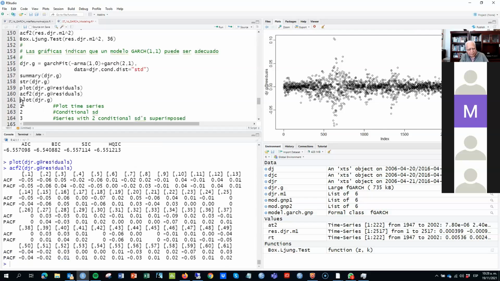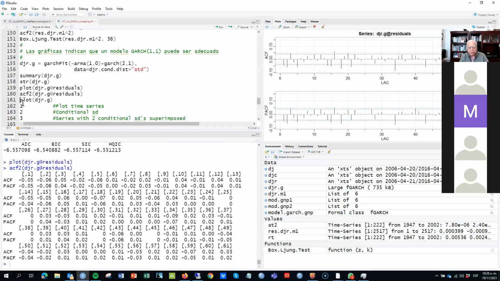Okay, I'm going to run the structure again. These are the residuals, and this is the ACF. There's no big change in the ACF and the PACF of the residuals. If you compare this ACF and PACF with the previous one, we see that there is no big change. So there's no reason to complicate the model more. We can stick to the 1-1.